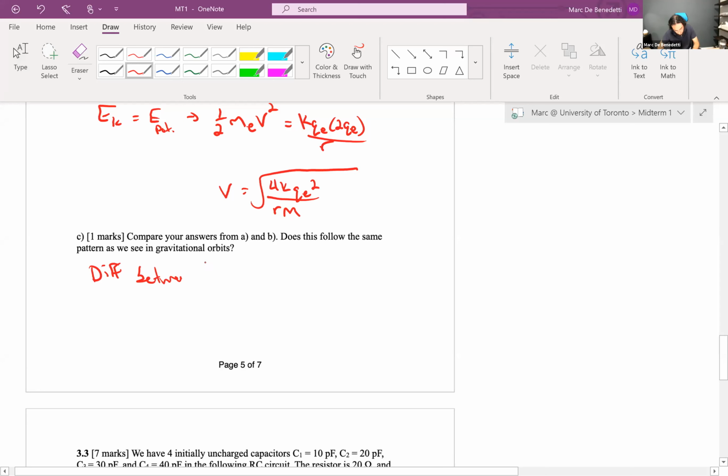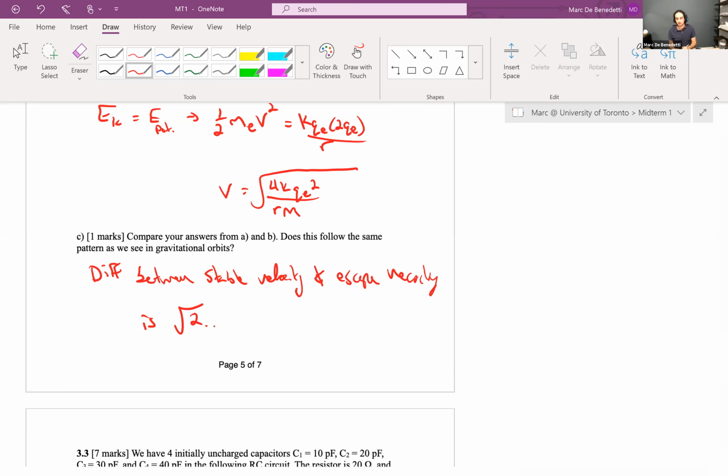So the difference between stable velocity and escape velocity is the square root of 2. And that pattern is noticed with gravity as well, when you're talking about orbits of celestial things like satellites and moons and planets and stuff like that, a stable orbit velocity is always √2 smaller than its escape velocity.